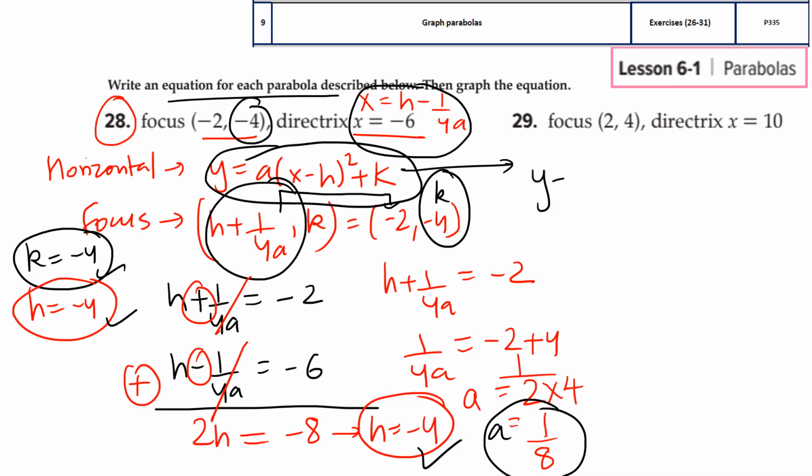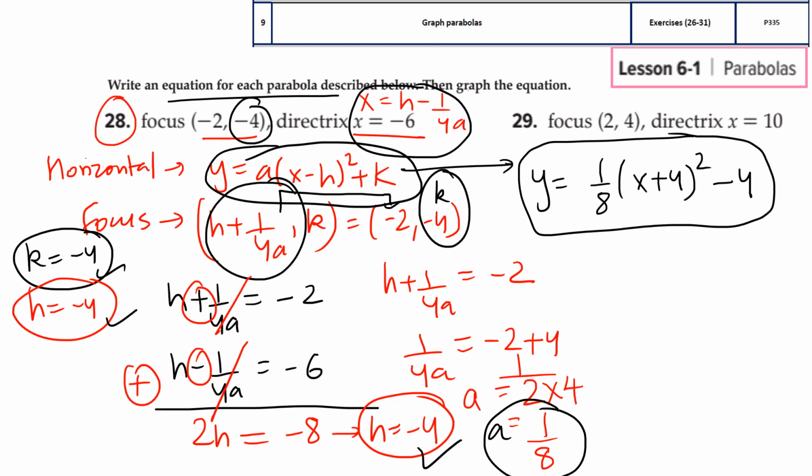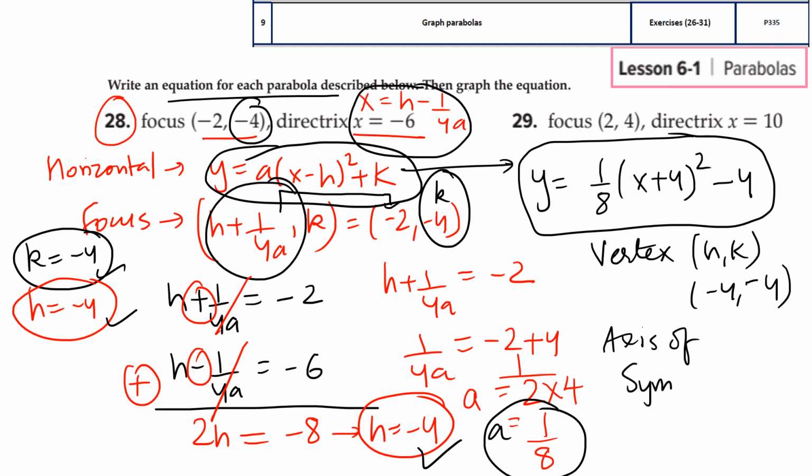So this final answer will be 1 by 8 times (y minus k) whole square plus h. So this is my final equation. Now you can proceed similarly, like we did in the last question, and get to the graph. For the graph you need the vertex, which is (h, k), so (minus 4, minus 4). You also need the axis of symmetry, which for this one is given by the equation y equal to k, so y equal to minus 4.